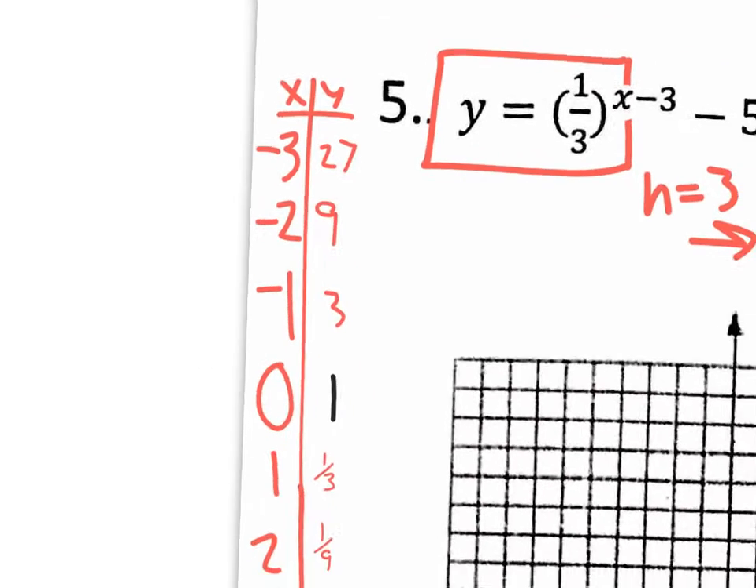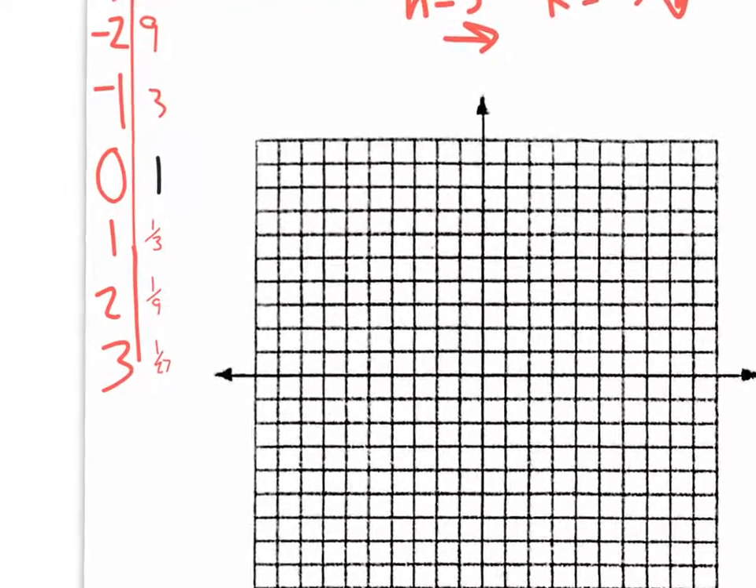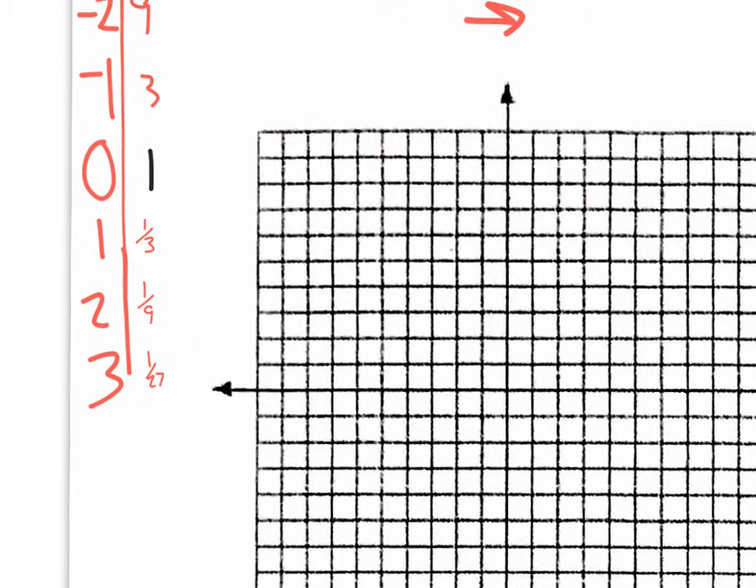So let's graph these coordinates right here. 0, 1 is right here. And the coordinate -1, 3 is right there. And coordinate -2, 9 is right there. The coordinate 1 and 1/3, 1 on the x, 1/3 on the y. Let me zoom in. My origin is here. If I go 1 on the x and 1/3, that's not even halfway up. So I put my dot right here.